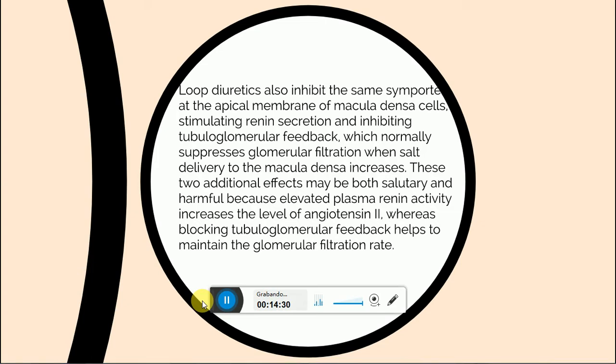Loop diuretics also inhibit the same symporter at the apical membrane of macula densa cells, stimulating renin secretion and inhibiting tubulo-glomerular feedback, which normally suppresses glomerular filtration when salt delivery to the macula densa increases. These two additional effects may be both salutary and harmful because elevated plasma renin activity increases the level of angiotensin II, whereas blocking tubulo-glomerular feedback helps to maintain the glomerular filtration rate.